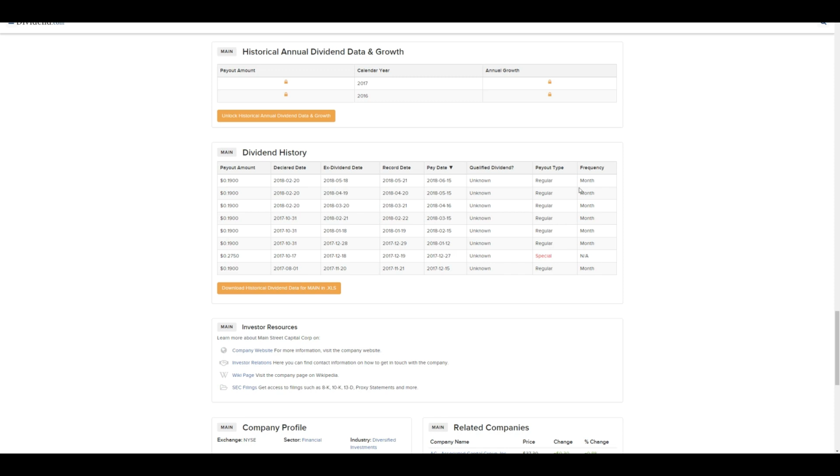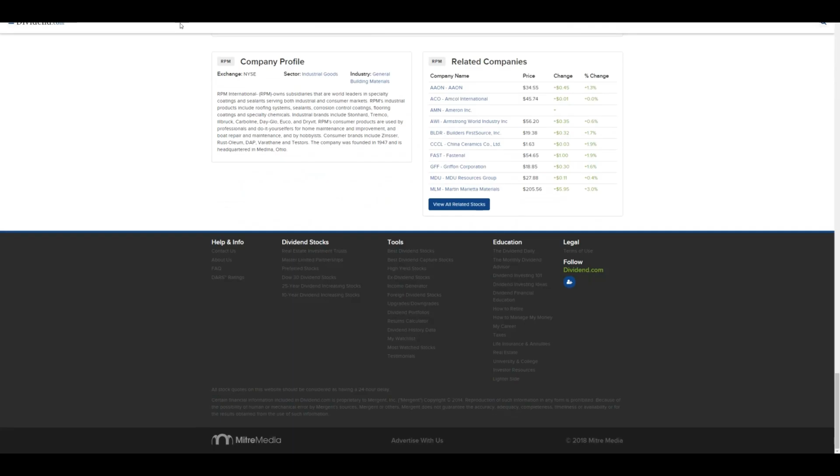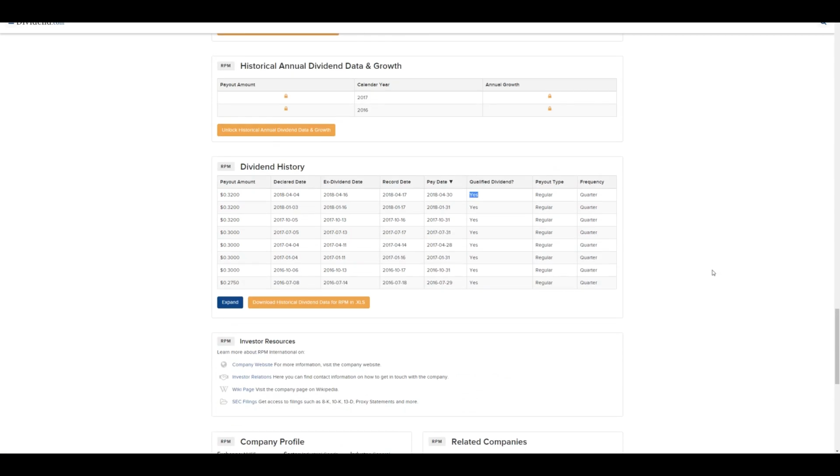Then you don't have to claim it on your taxes because it's inside of a tax sheltered account. Whereas RPM, for example, it's a qualified dividend, meaning that if you buy the stock and receive dividend payments, you'll only need to pay at the much lower payout bracket. So if you are in the 12% bracket or below for 2018, then you'll pay 0% on your dividends. If you're in the 22% bracket, then you're going to have to pay, I believe, the 15% tax bracket.